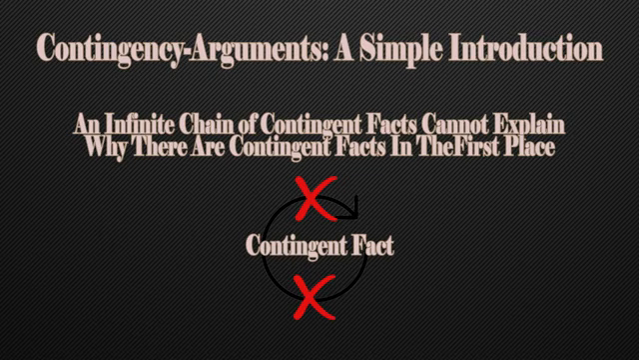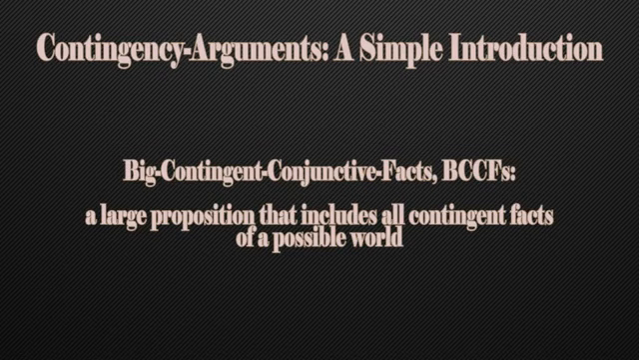So even if we think of an infinite chain of contingent objects, each explaining each other, this wouldn't explain the existence of contingent facts themselves. In modern formulations of the argument, contingent facts or propositions are often no longer analyzed as distinct entities, but rather, they are analyzed as conjunctions. Philosophers talk about big contingent conjunctive facts, or BCCFs. And what they do is, they take all contingent propositions and construct a large proposition that simply includes them all.